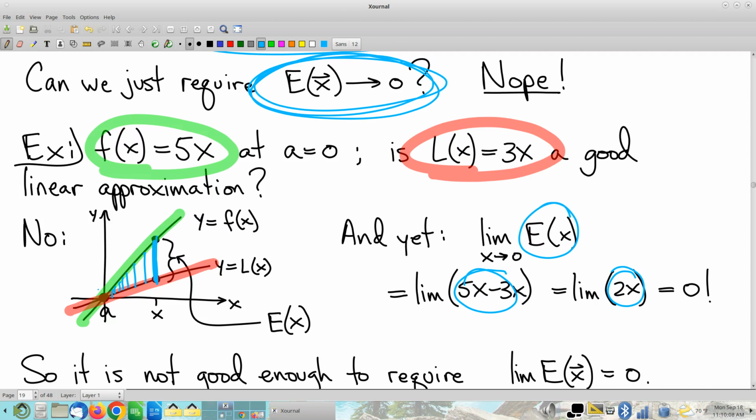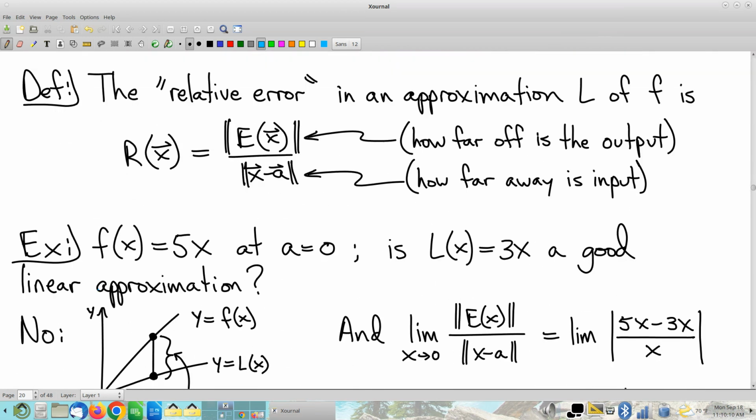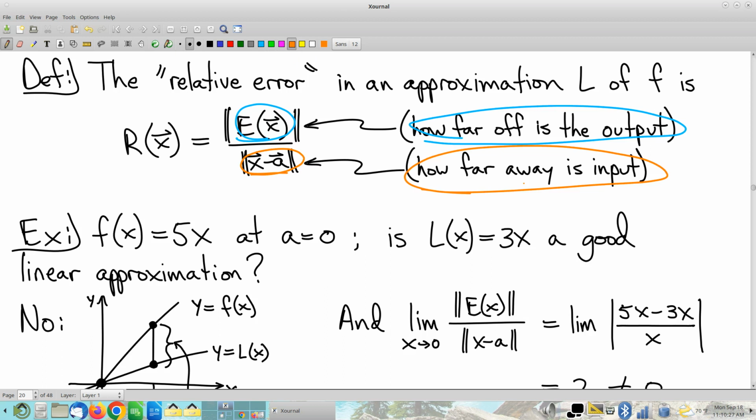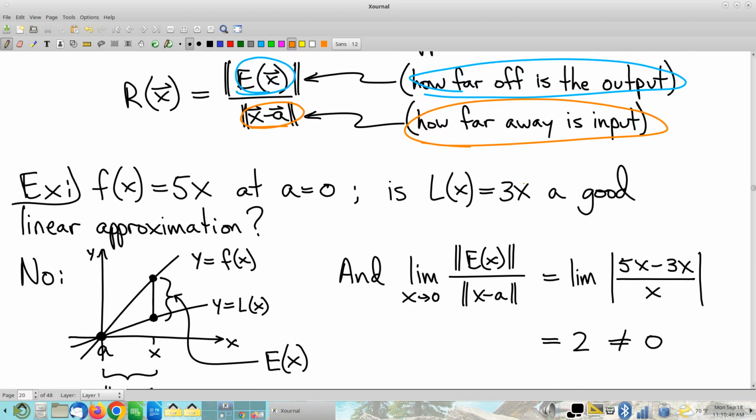Okay, so we have to get weirder about this. We have to get fussier. And I'm going to talk about something called relative error. The idea of relative error is that I don't want to just look at the error itself, like how far off is the output. I want to look at how far off is the output compared to how far away we are in the input. So the ratio of these two things. And this idea of relative error and insisting that relative error be 0 is what's going to eliminate this obviously bad example. So here we go.